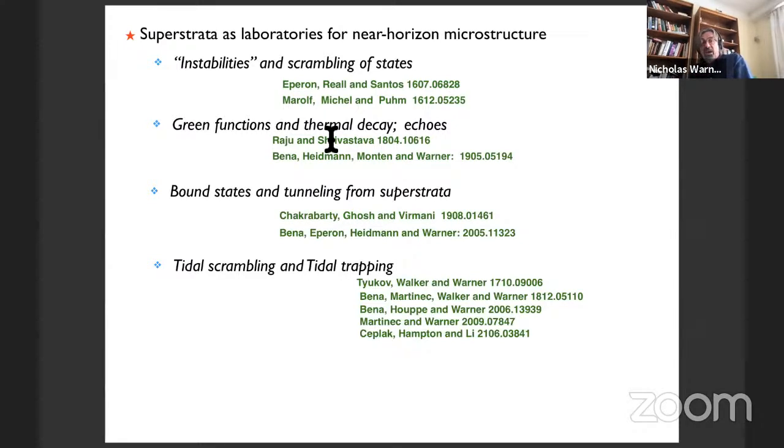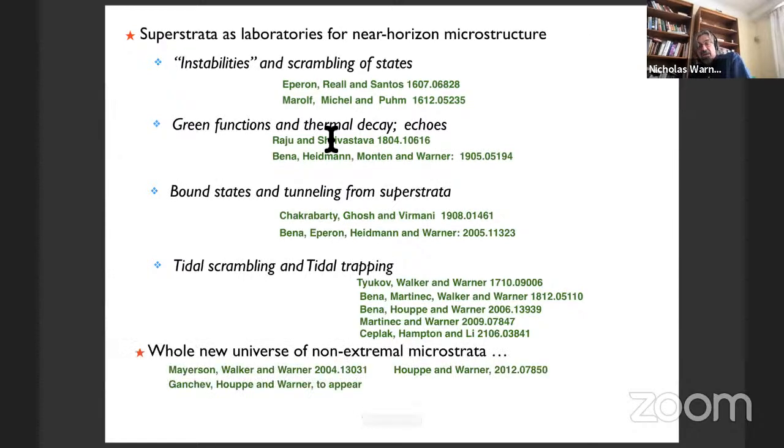So we've come a long way in the last 6 years in the study of superstrata. But I think there's a whole new universe of non-extremal microstrata out there that we are actually going to be able to explore and study and perhaps see whether we can find something that is genuine. These are genuinely non-BPS and genuinely non-extremal, but strongly non-extremal and strongly non-BPS. And I'll stop there.